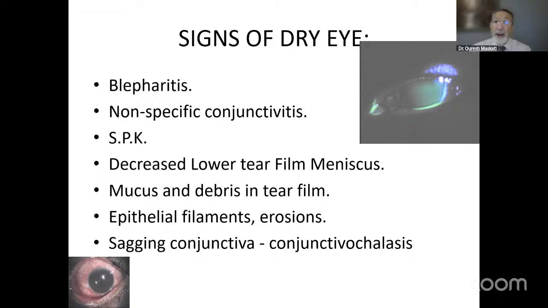In late cases, you can get epithelial filaments, erosions on the cornea, and you can get a sagging conjunctiva. Just like you get baggy eyelids, you can get baggy conjunctiva above the lower lid because of the chronic dry eye. That's called a condition called conjunctivochalasis.